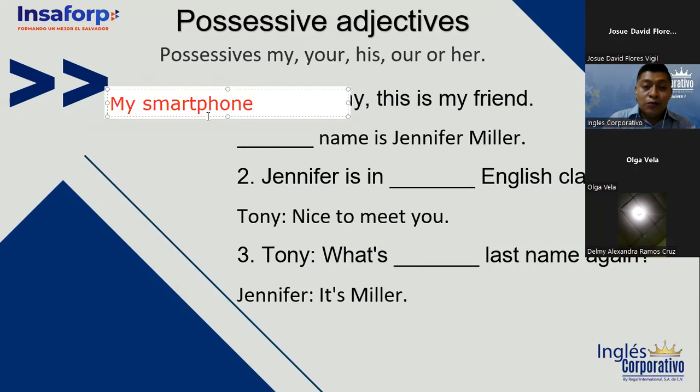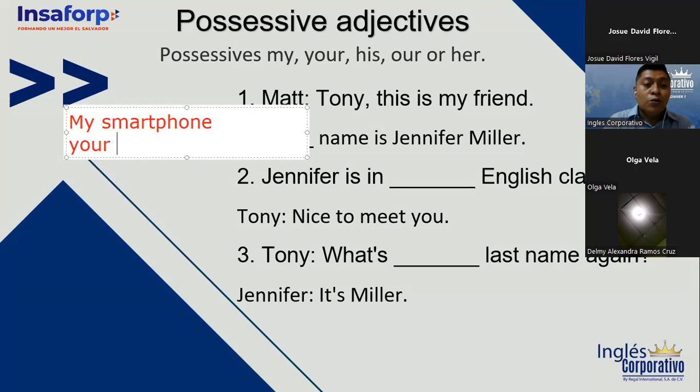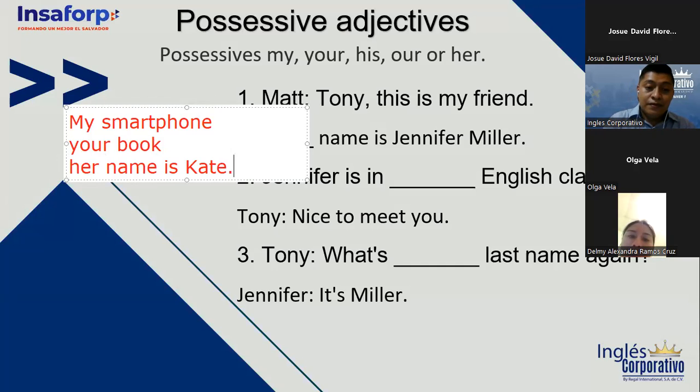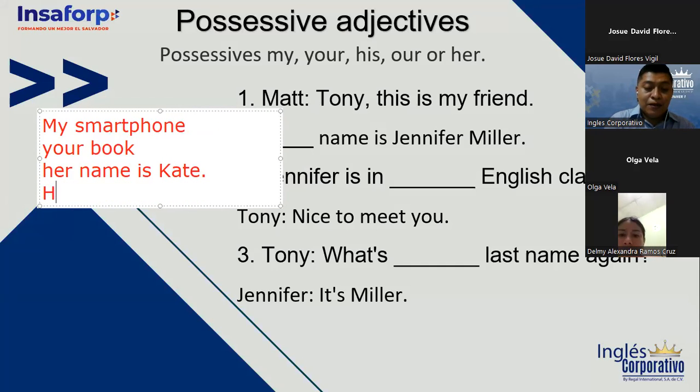Si algo es de usted, then I say your, tuyo, ¿verdad? Your book, for example, your book. Si algo es de ella, utilizo his or her. Do you remember this? Her. Okay, say her name is Kate, for example. Her name is Kate. Y si algo es de él, his. Entonces voy a utilizar his, ¿verdad?